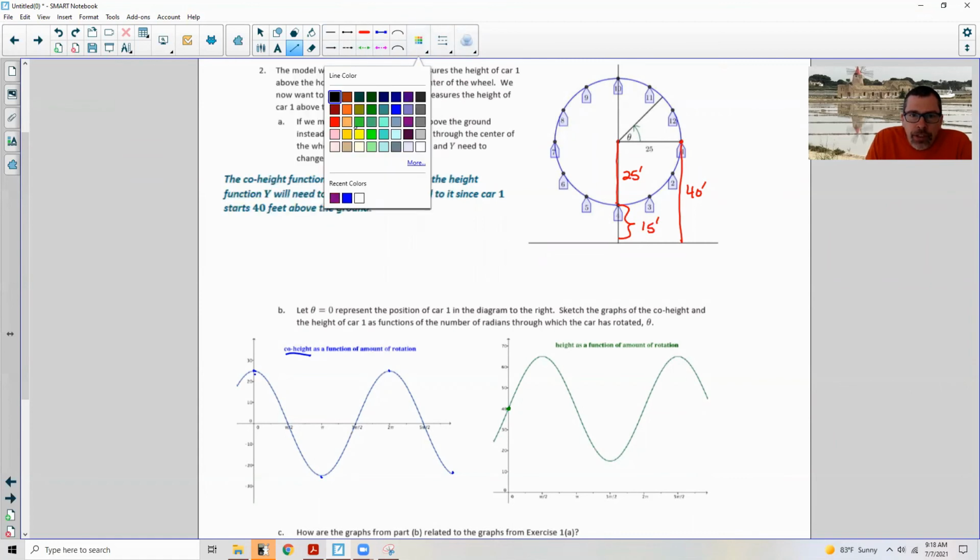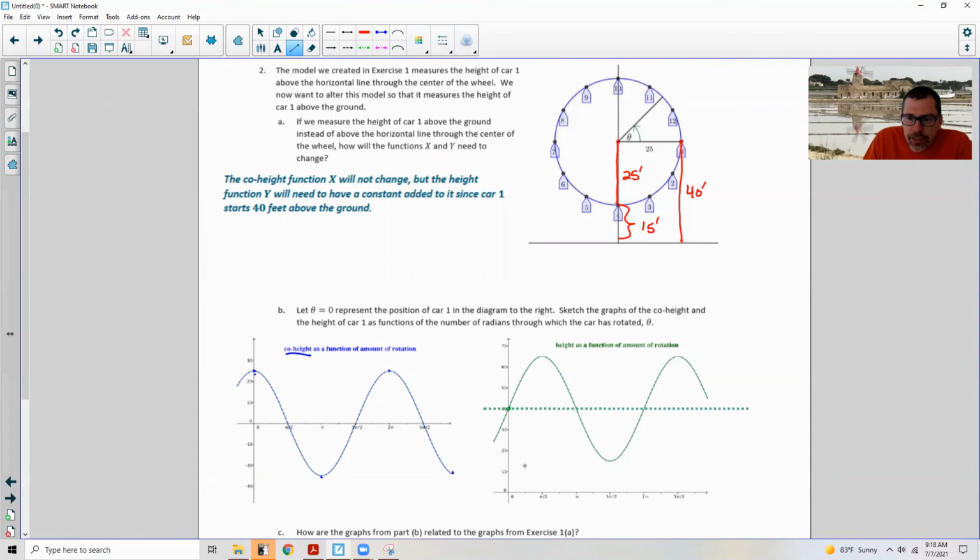And let me do that in green. So now our midline is right here. So it shifted up 40 feet. And then the maximum of 25 above that would bring us to 65. And 25 feet below 40 brings us to 15, which is the distance car 4 is right now from the ground. So that's the change we had to make with respect to the height.